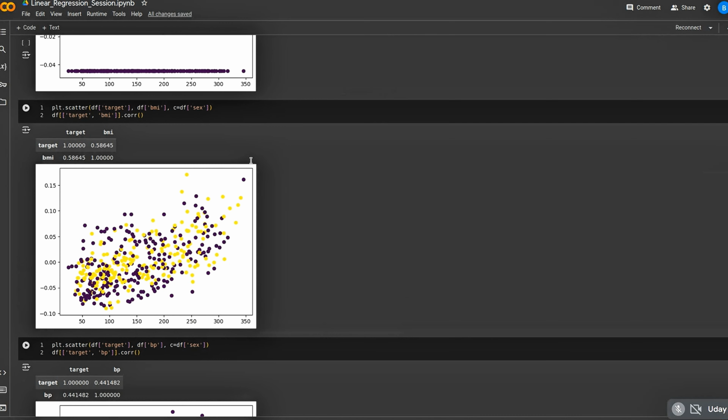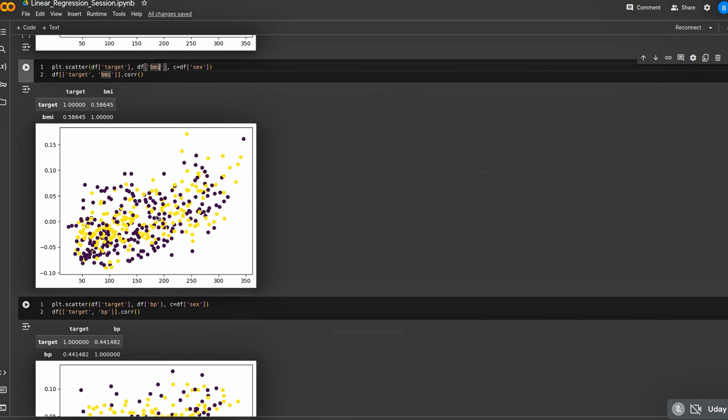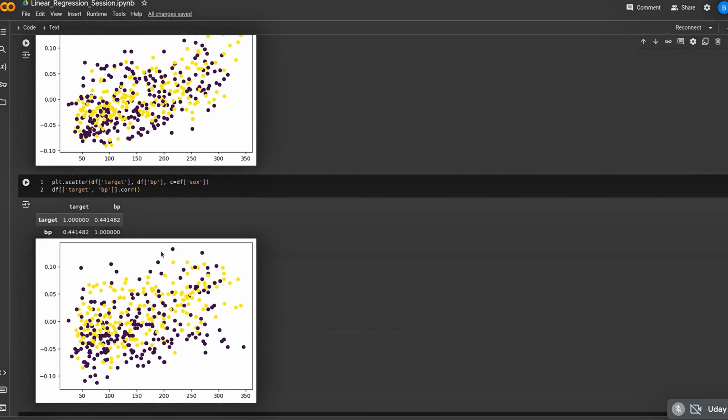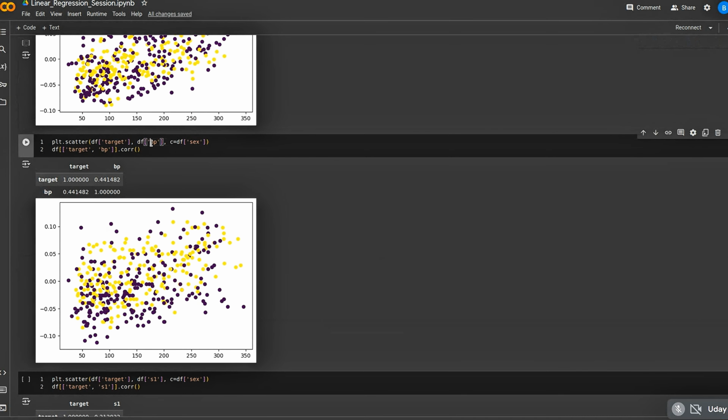We will try to see the correlation between the target, which we have to predict, and the body mass index. This is the scatter plot, and you can see between target and body mass index there is 0.58 correlation. This color represents the gender, male and female. Then you have the relation with blood pressure, where the correlation comes out to 0.4.